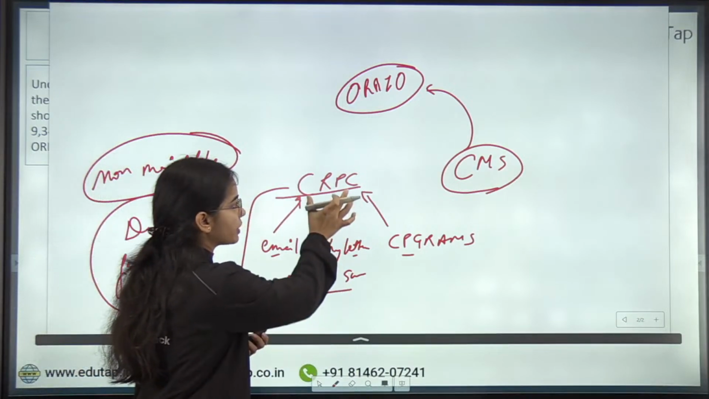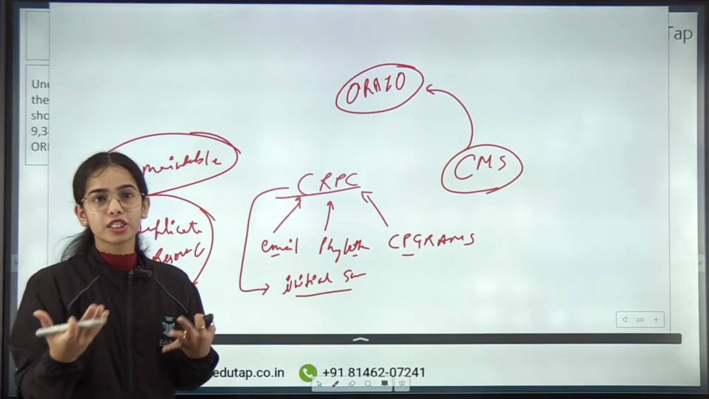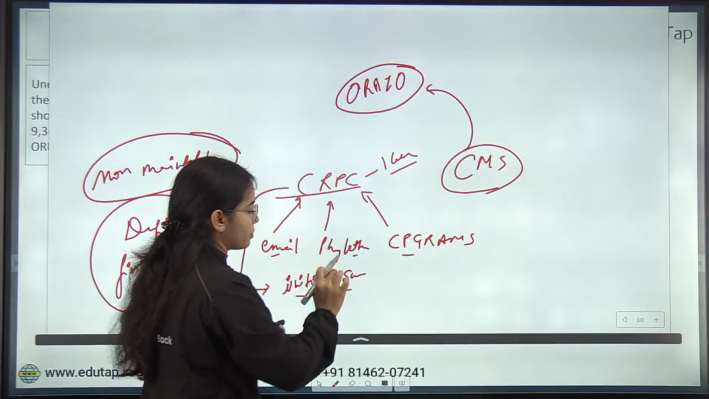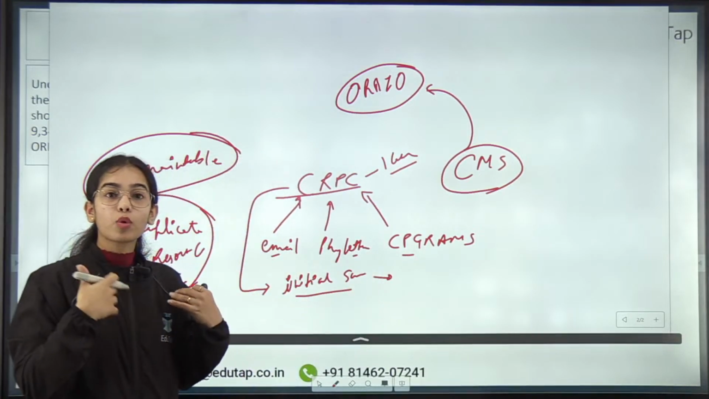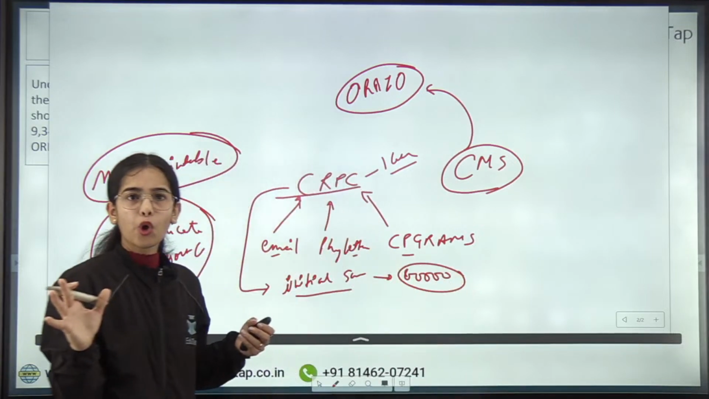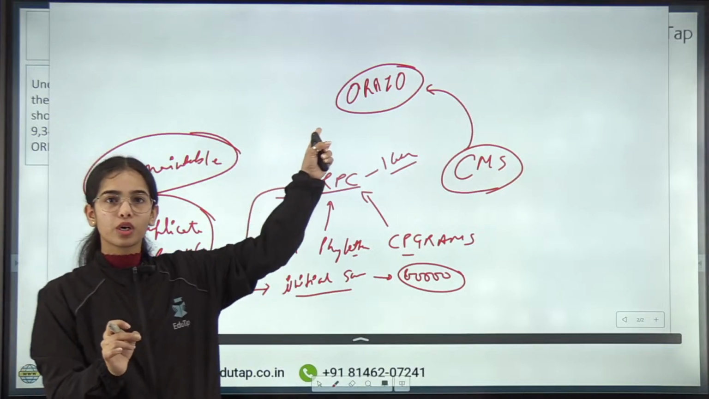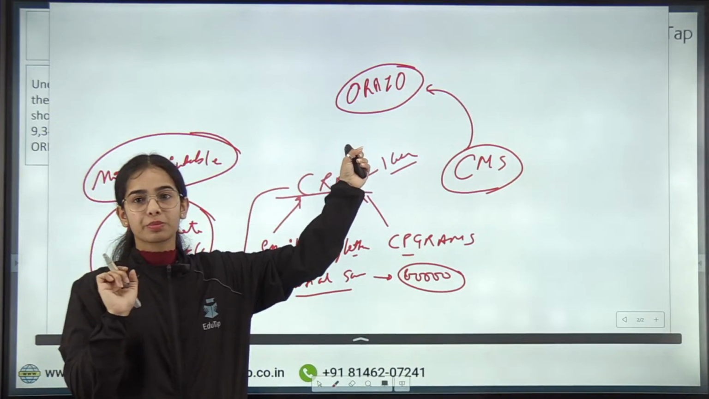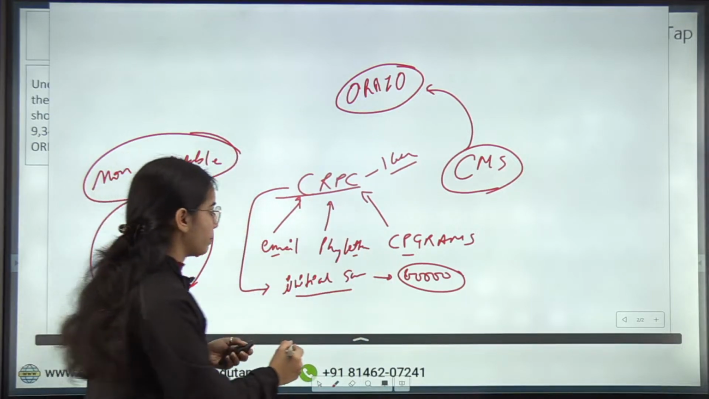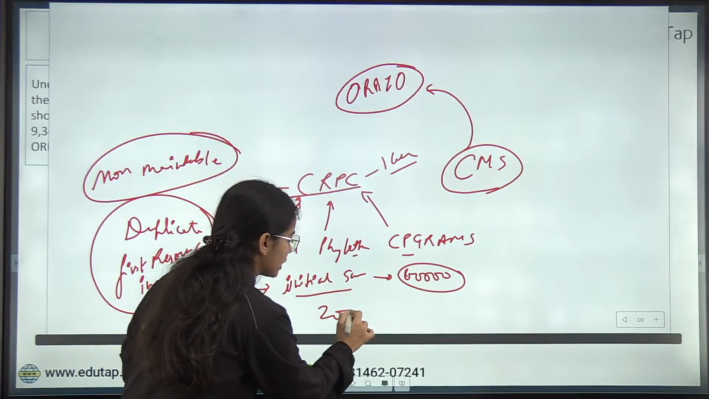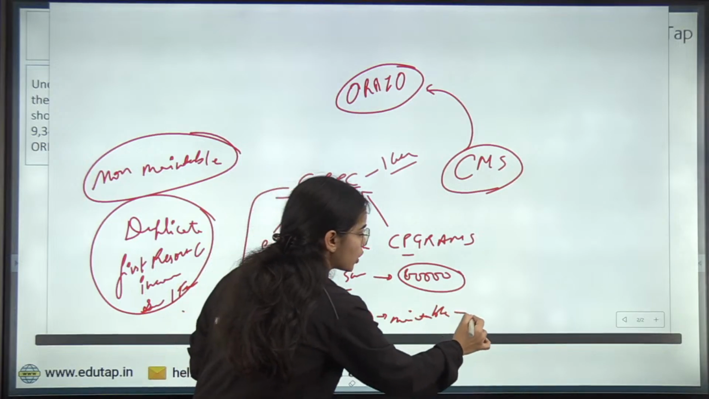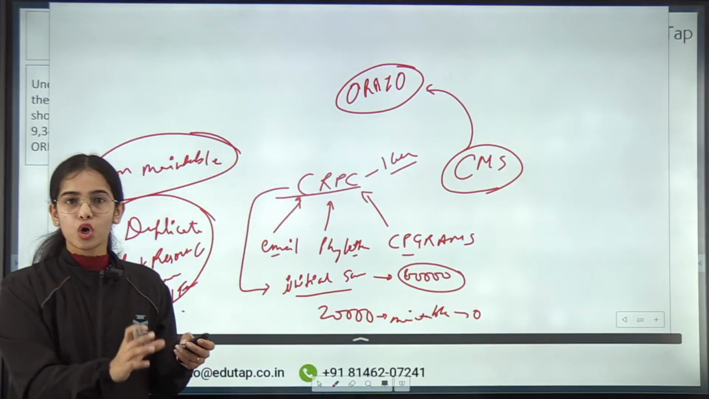So the initial scrutiny will be done by the CRPC, and after the initial scrutiny, let's say there are in total 1 lakh complaints received by the CRPC. In the initial scrutiny, it was recognized that 80,000 complaints are actually non-maintainable. So how many complaints will go to the offices of the Reserve Bank of India Ombudsman? Only 20,000 complaints. After the initial scrutiny, only those complaints that are considered maintainable will be sent to the offices of the ombudsman.